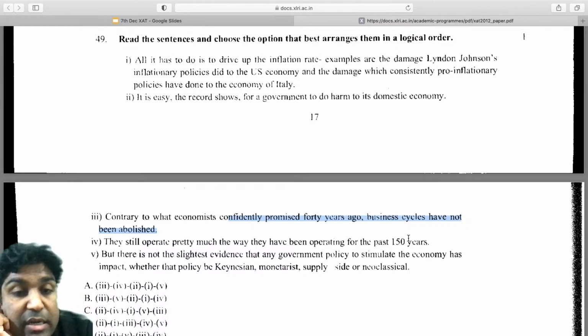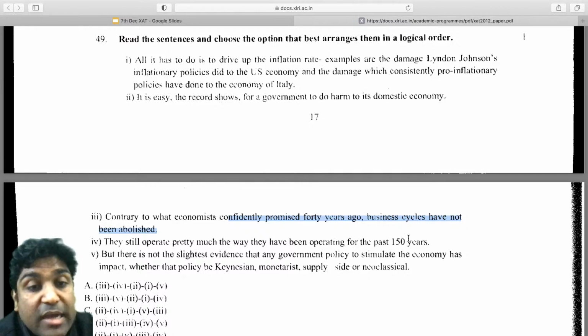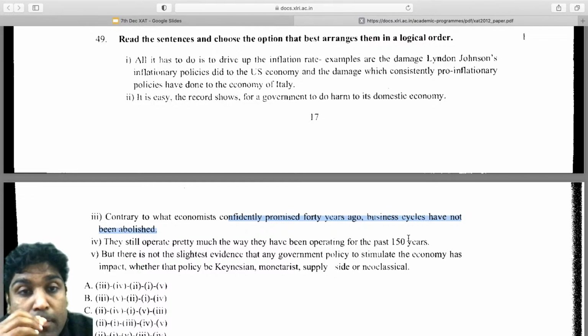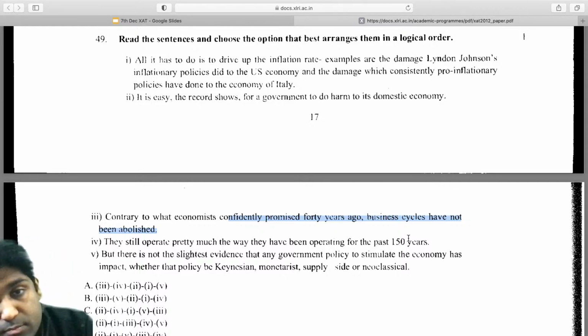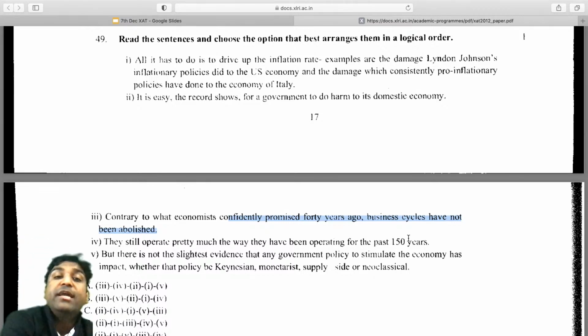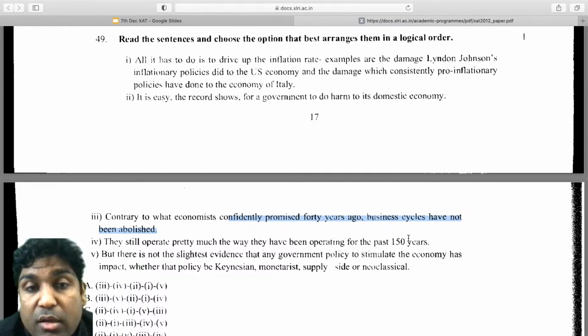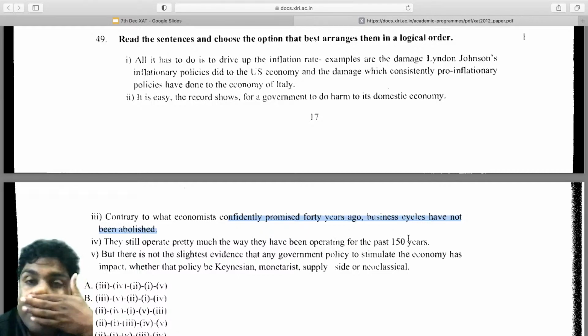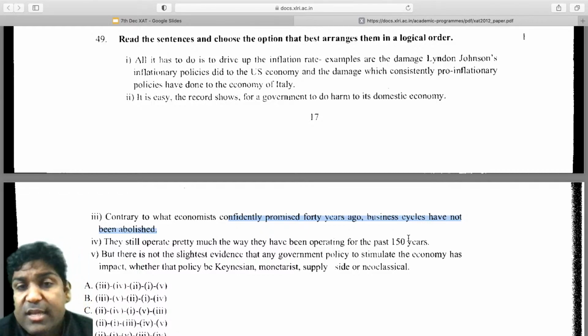One more option, which was D. D also placed 5 after 4, right? 5 after 4 has no meaning, because 3 and 4 made the point which should have come after 5. 5 says that there is no evidence that any government policy has ever worked. And then 3 and 4 say that contrary to what the economists promised many years ago, the business cycles have not been abolished. They still operate the way they have been operating for the past 150 years. So E is the right answer here.